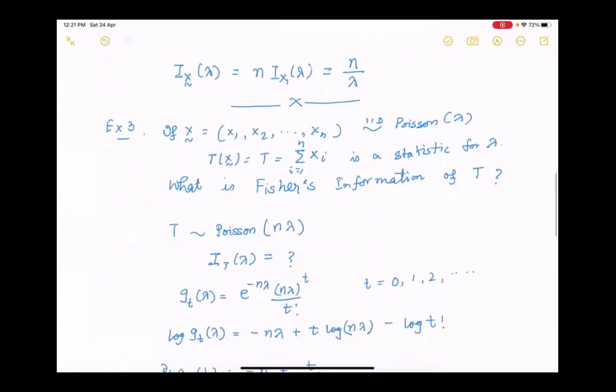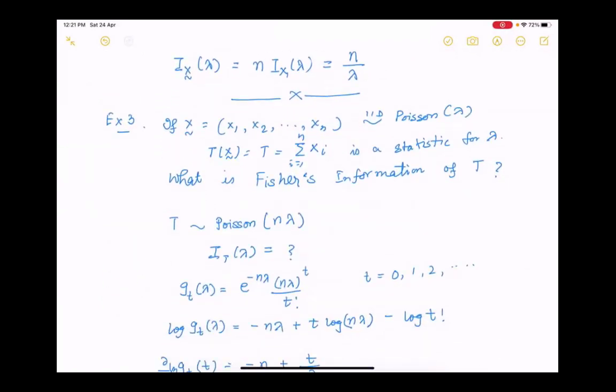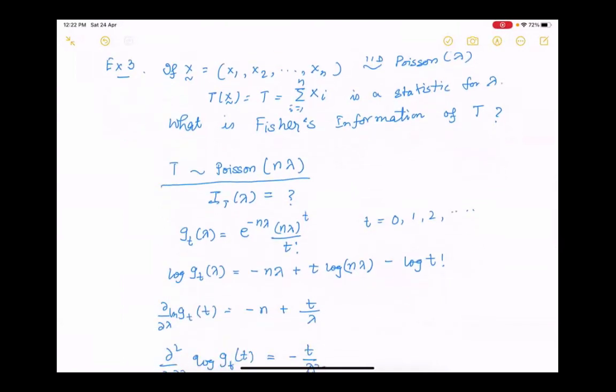Then we considered the third example, X1, X2, ..., Xn following IID Poisson(λ). T(X tilde) equal to T, the summation of Xi, is a statistic for λ. Then the question is, what is the Fisher information of T? Turns out T itself follows Poisson(nλ). And then the question is, what is the form of it?